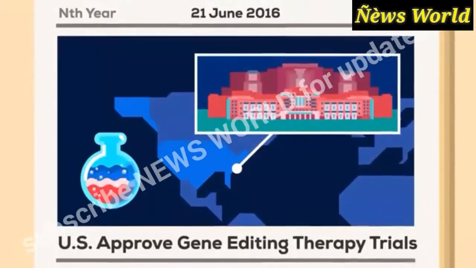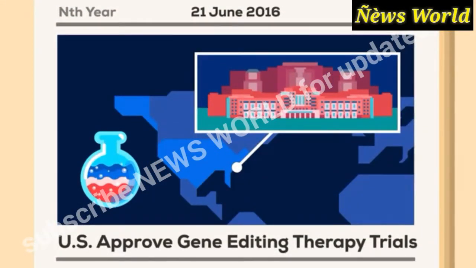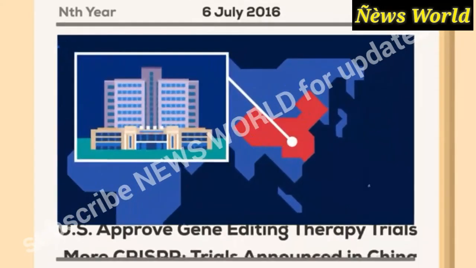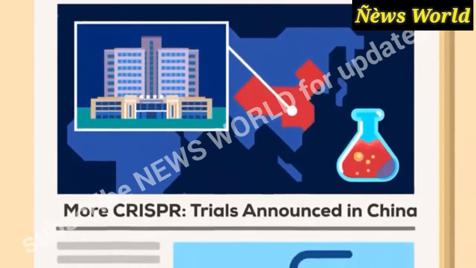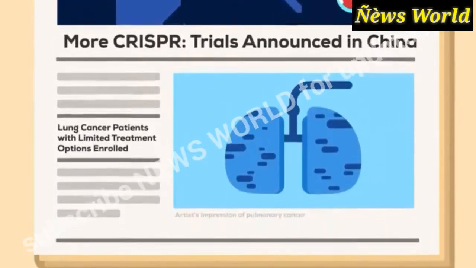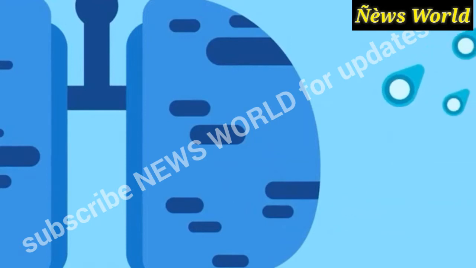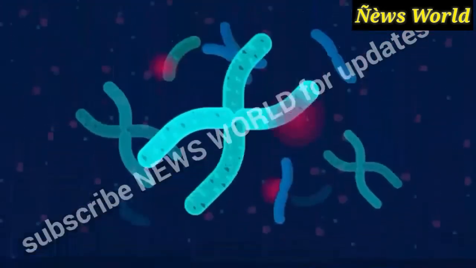The first clinical trial for a CRISPR cancer treatment on human patients was approved in early 2016 in the US. Not even a month later, Chinese scientists announced that they would treat lung cancer patients with immune cells modified with CRISPR in August 2016. Things are picking up pace quickly.